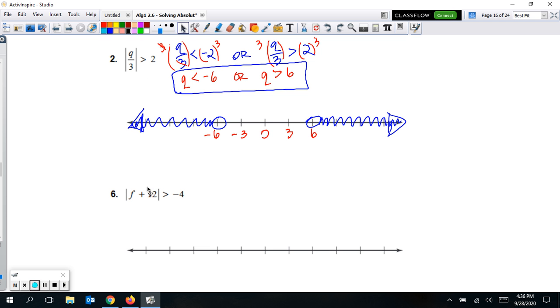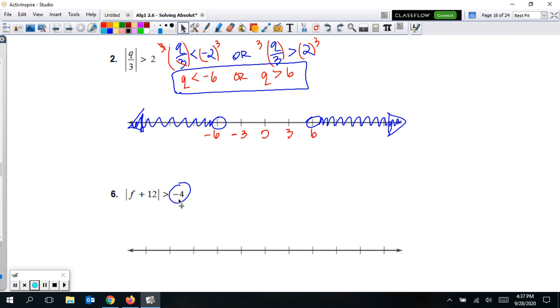Here's another one. It's got the absolute value by itself. It's greater than, but look at this. This is not a +4, that's a -4. So that's a red flag. Whenever this is negative on an absolute value, even in equations or inequalities, that's always a red flag. Wait a minute, I'm going to have a special solution here. It's either going to be no solution or infinite solutions.